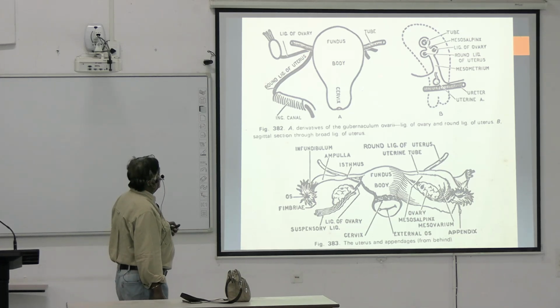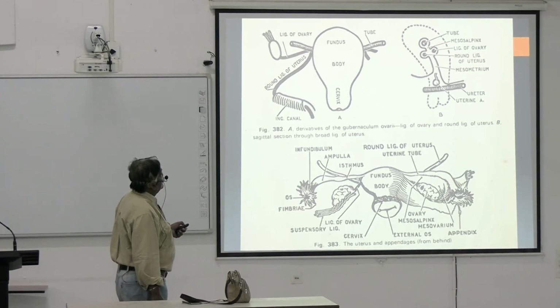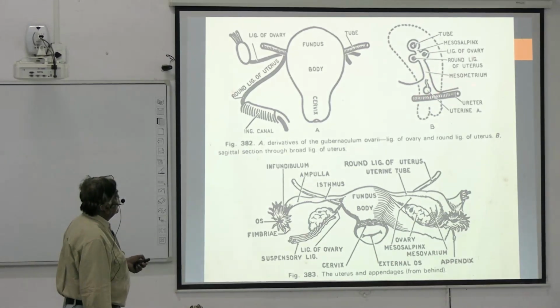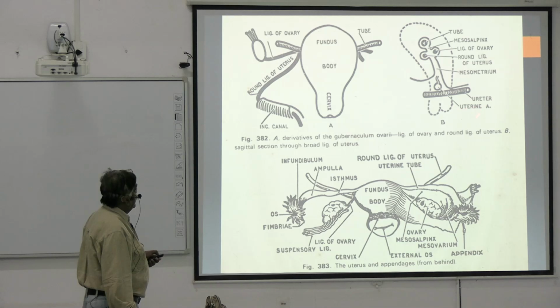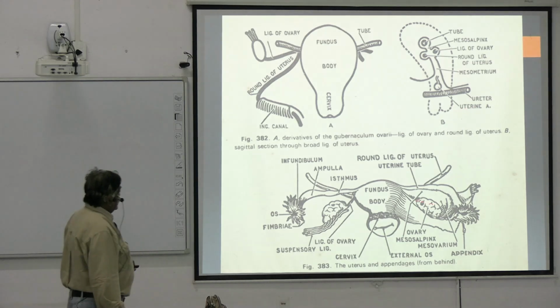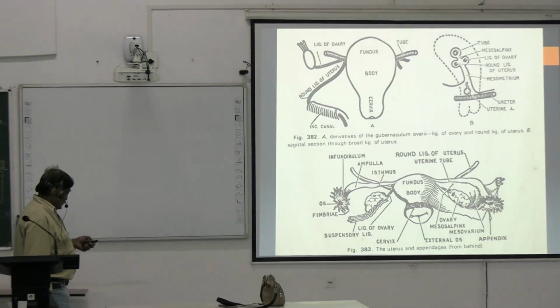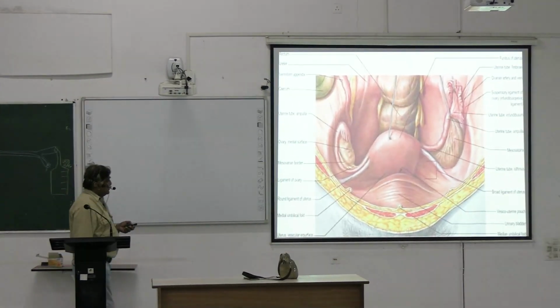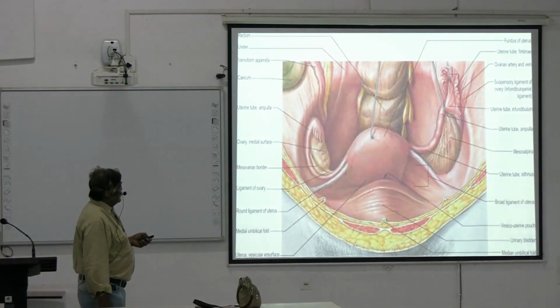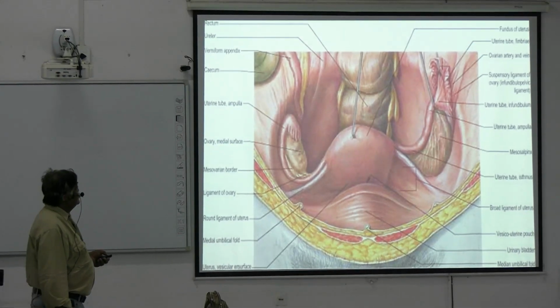Now you see the simplicity. Tube, mesosalpinx, this is the ureter, related to the ureter. This is the uterine artery. Now, this is a picture from an atlas, Netter's atlas.